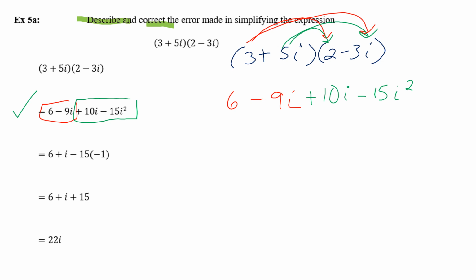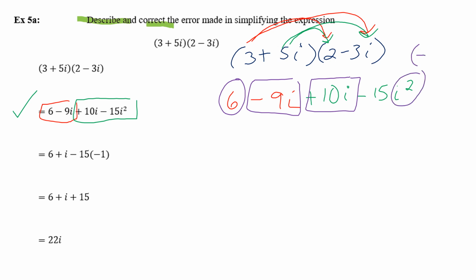What can we do here? We can combine like terms. 6 is going to go by itself. Negative 9i with 10i. And then i squared can be replaced with a negative 1. So we'll try to do all that in one step, see what happens. So we can bring down the 6. Negative 9 plus 10i will definitely give us a positive 1i, or in this case just positive i.